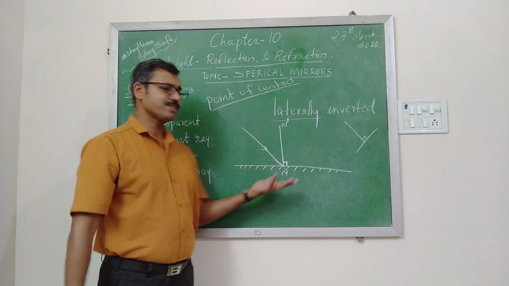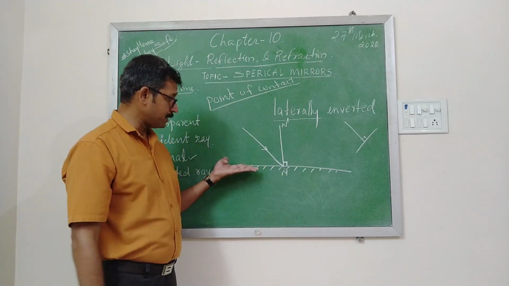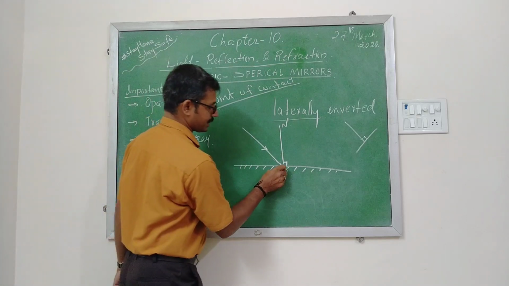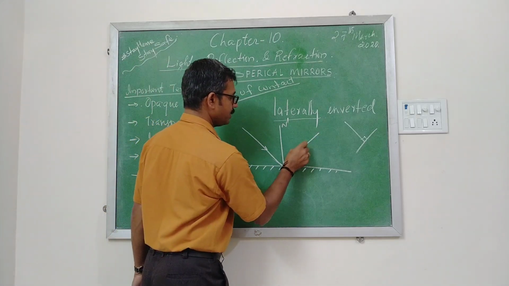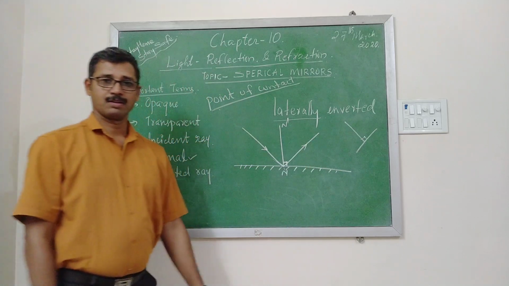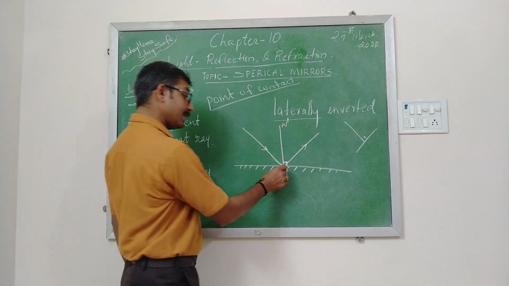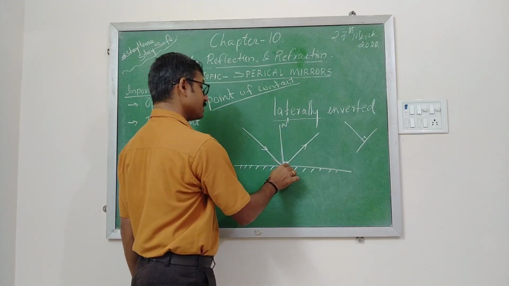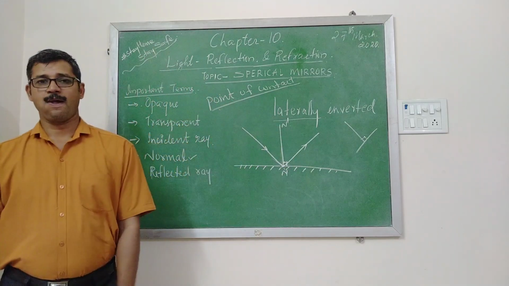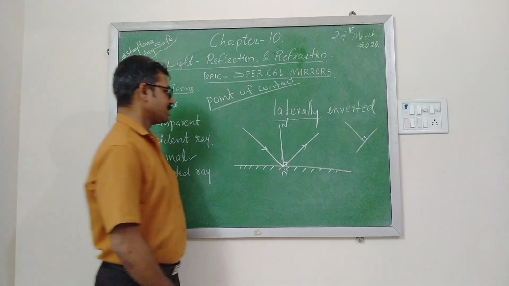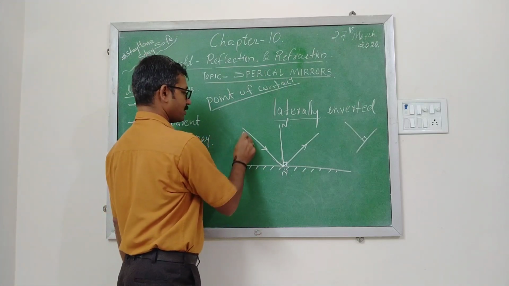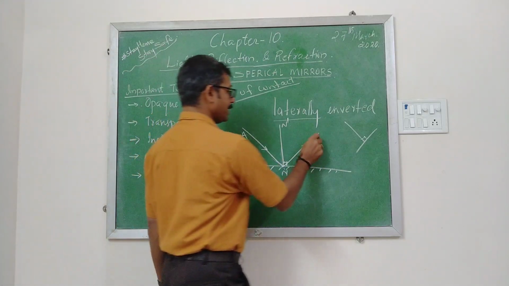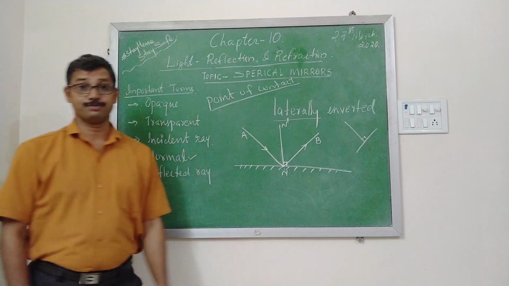Now we see that on a mirror, if the ray falls on it, obviously it will reflect. So at the point of contact, the perpendicular drawn is the normal. Here we can say this is AN, the incident ray, and NB is the reflected ray.